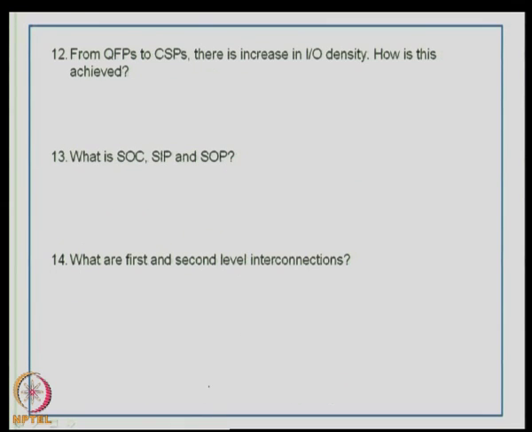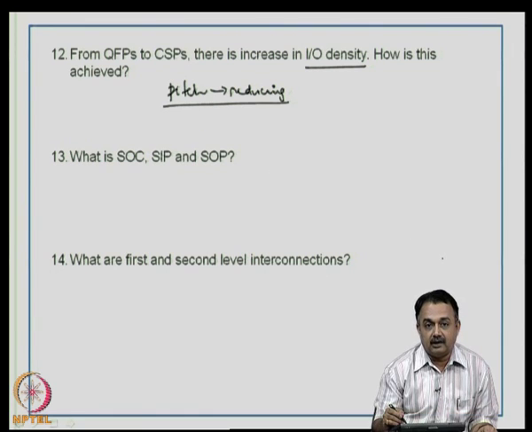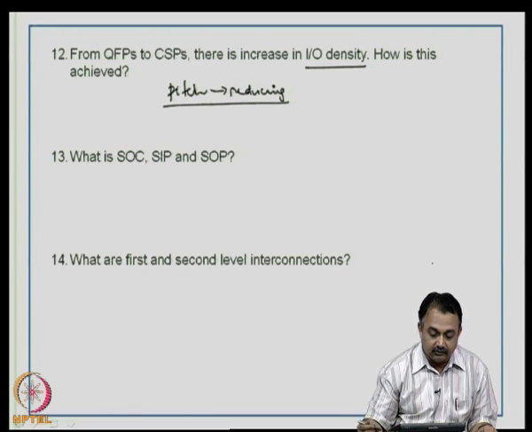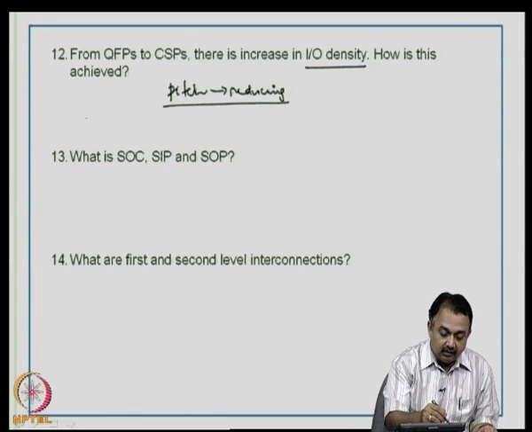From QFPs to CSPs, that is from quad flat packs to chip size packages, there is an increase in IO density. How is this achieved? Because we are playing with pitch, we are reducing the pitch and we are reducing the dimensions of the attachment. In the CSP it is a solder ball and in a QFP it is a lead frame. Because of the decrease in pitch, we are able to decrease the package size and the overall format is reduced. I think you can elaborate more on this question.